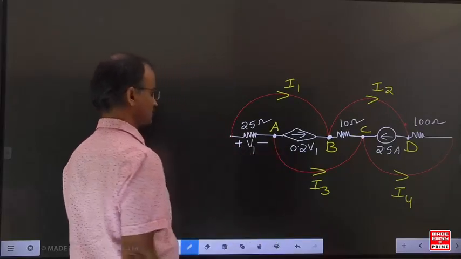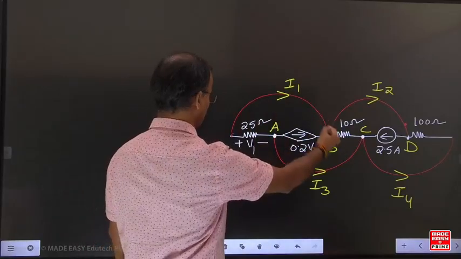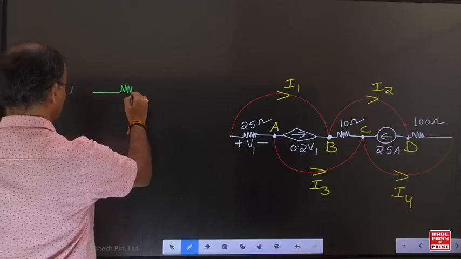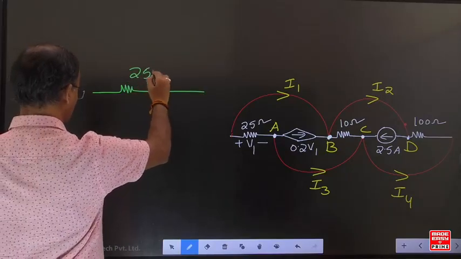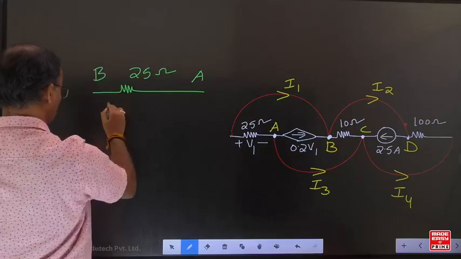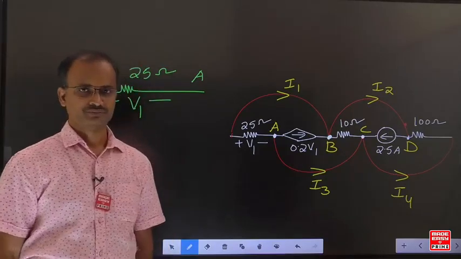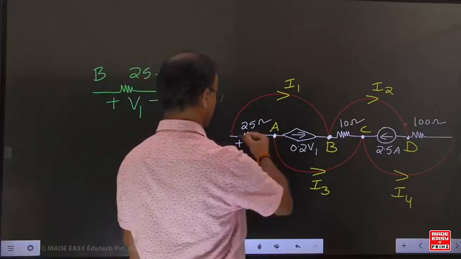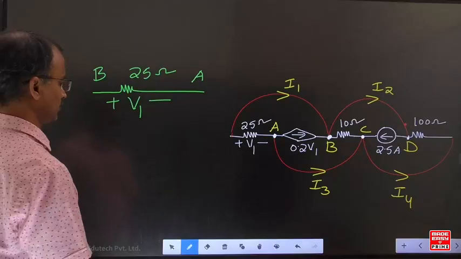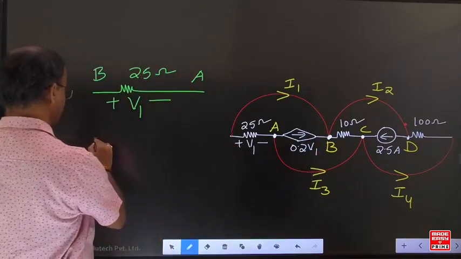Now for this example, first focus on this 25 ohms. This 25 ohms is connected from A to B. The voltage across this one is V1. Now what about the other one, the current source? The current source is also connected from A to B.